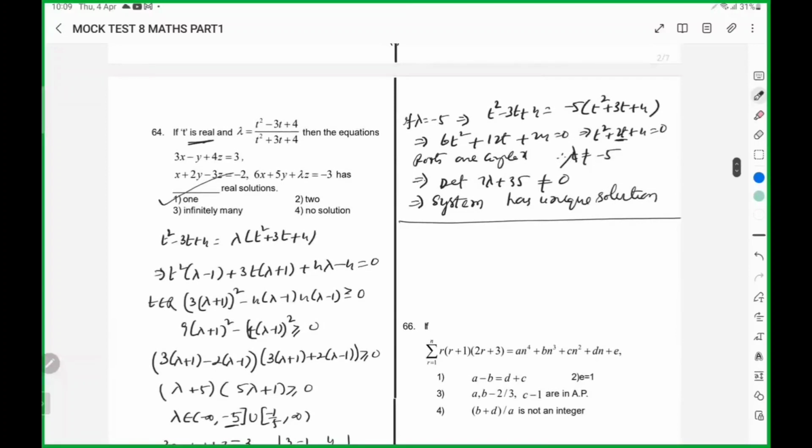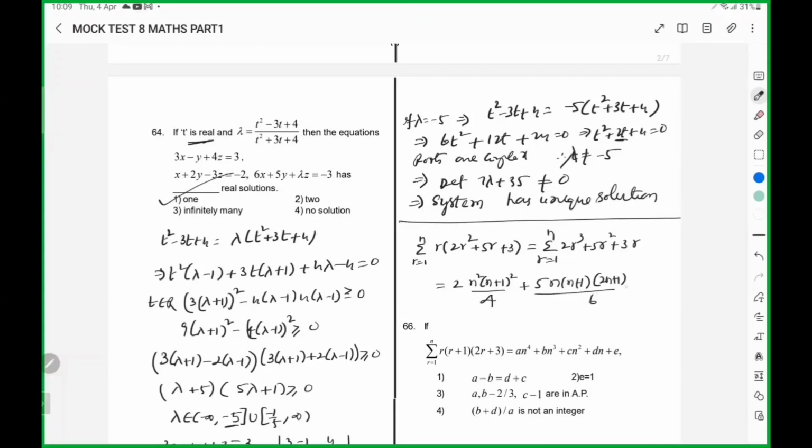Here it is: sigma r equal to 1 to n of r into 2r square plus 5r plus 3, that is sigma r equal to 1 to n of 2r cube plus 5r square plus 3r. 2 times sigma r cube is this, plus 5 times n into n plus 1 into 2n plus 1 by 6, plus 3 times n into n plus 1 by 2, which is equal to this.